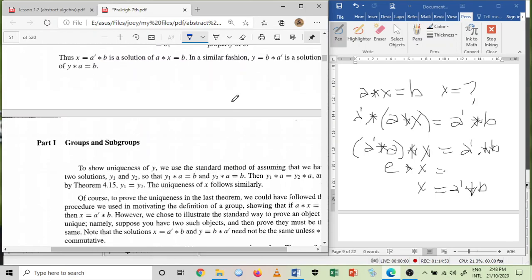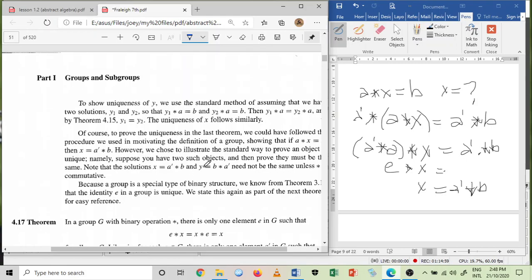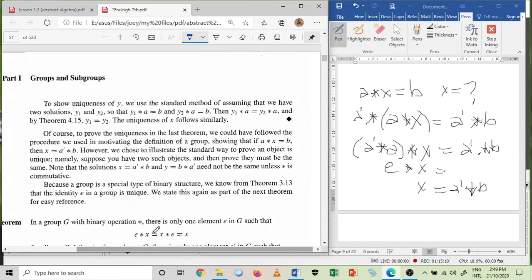Now, we found a solution. How do we show that it is unique? Again, to show that an element is unique, assume that there are two such elements and simply show that they are equal. For example, suppose there are two solutions for that particular second linear equation, y sub 1 and y sub 2. Meaning, y sub 1 operation A equals B, and y sub 2 operation A equals B. Both are equal to B, meaning they are equal. Y sub 1 operation A equals y sub 2 operation A.